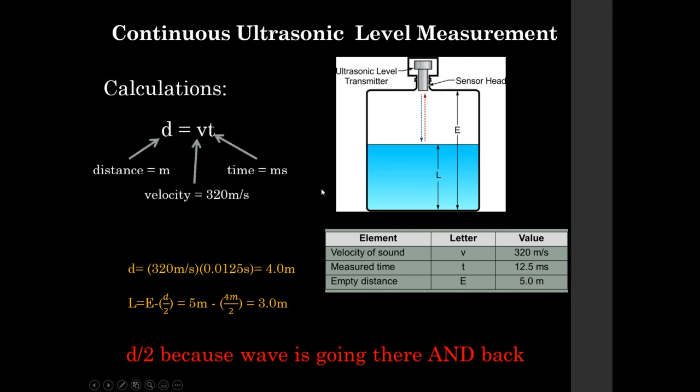So it's pretty straightforward mathematically to figure out the level based on the speed of sound and the amount of time that it takes for the signal to travel there to the surface and to return back.